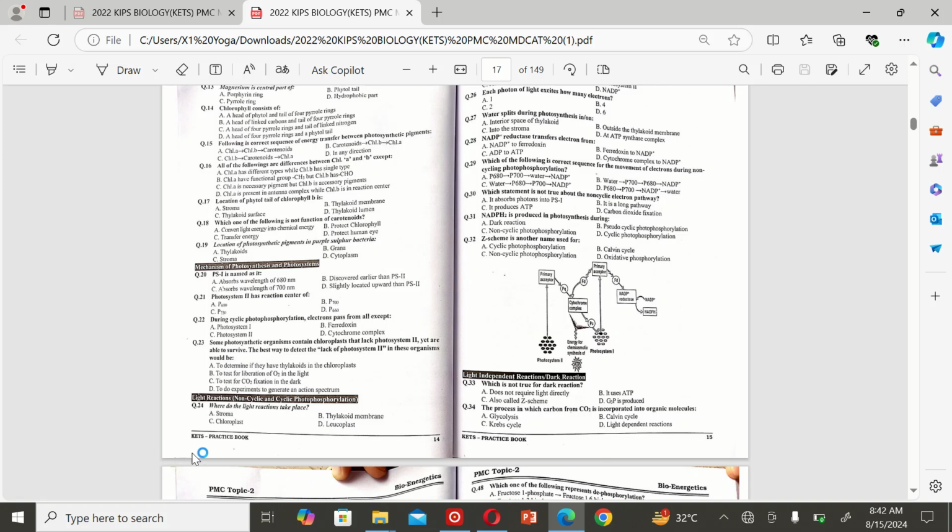The next MCQ is: where does the light reaction take place? A. Stroma, B. Thylakoid membrane, C. Chloroplast, and D. Leucoplast. So the correct option is B, thylakoid membrane.